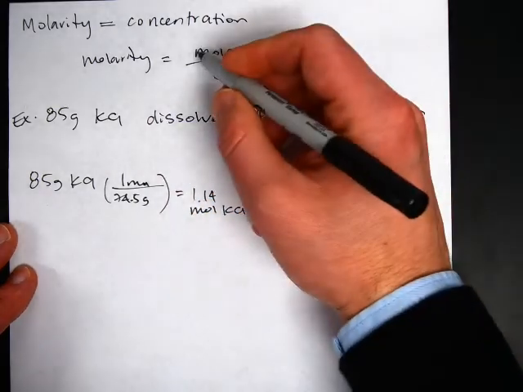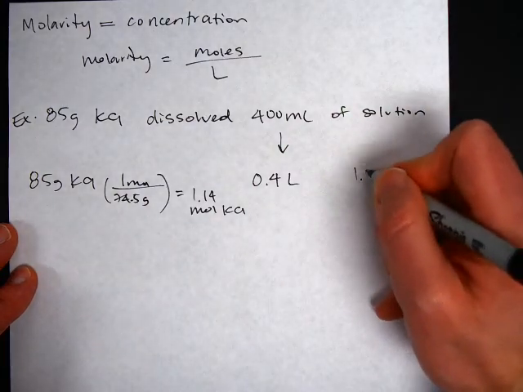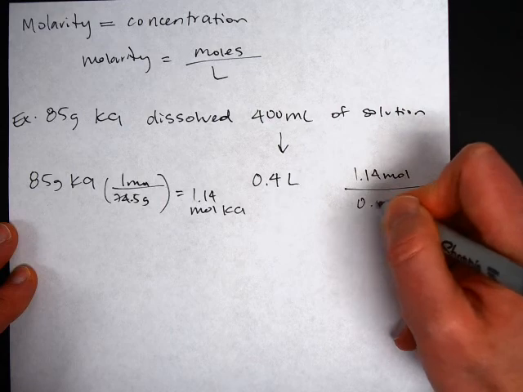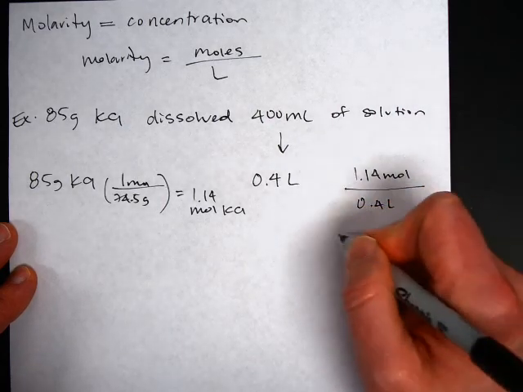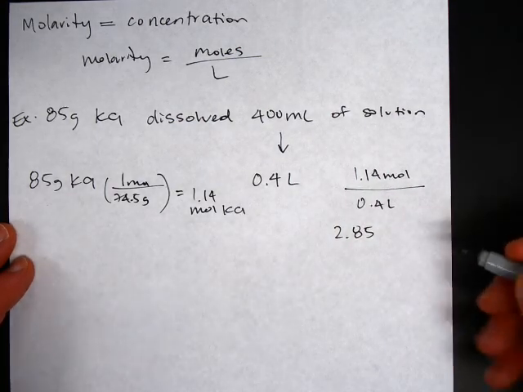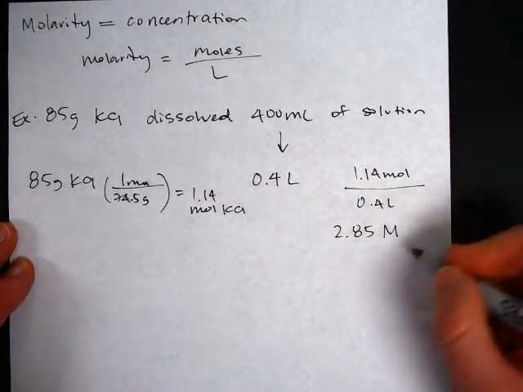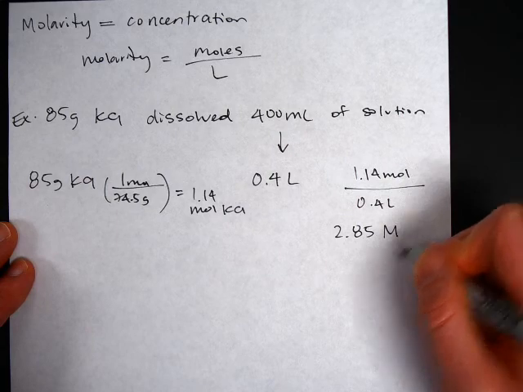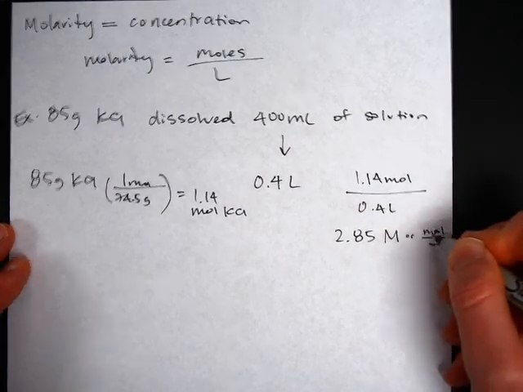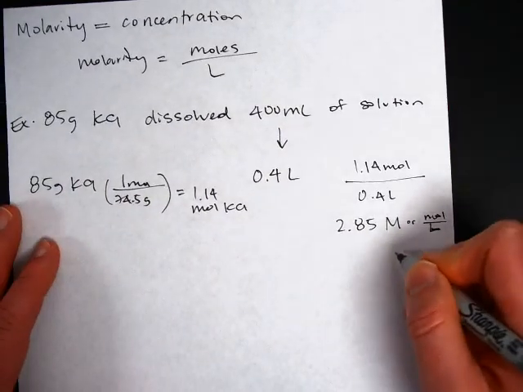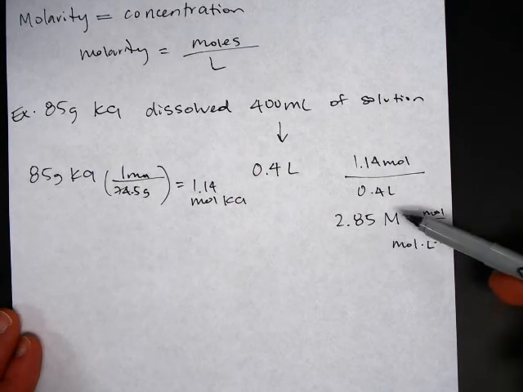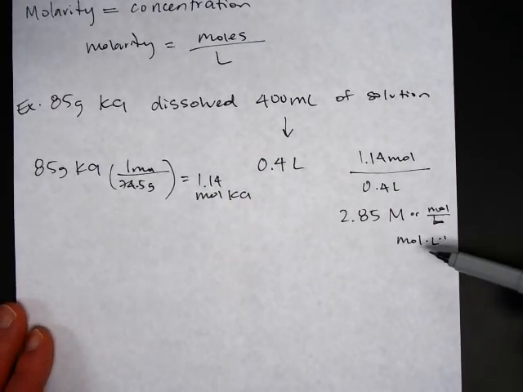Then to find molarity, just use the equation, moles per liter. So take 1.14 moles divided by 0.4 liters, and you're going to end up with 2.85. Now the units here could be capital M for molarity or molar, or it could be moles per liter. Sometimes you even see moles times the liter to the -1, but they all mean the same thing. 2.85 molar, 2.85 moles per liter, or 2.85 moles per liter that way.